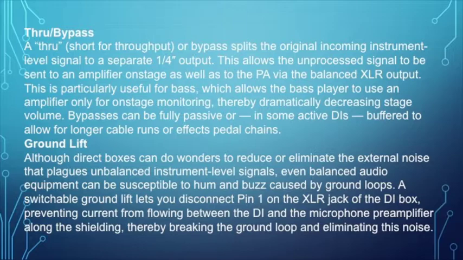What is that? Well, although direct boxes can do wonders to reduce or eliminate the external noise that plagues unbalanced instrument level signals, even balanced audio equipment can be susceptible to hum and buzz caused by ground loops. The switchable ground lift lets you disconnect pin 1 from the XLR jack of the DI box, preventing current from flowing between the DI and the microphone preamp along the shielding, thereby breaking the ground loop and eliminating the noise.